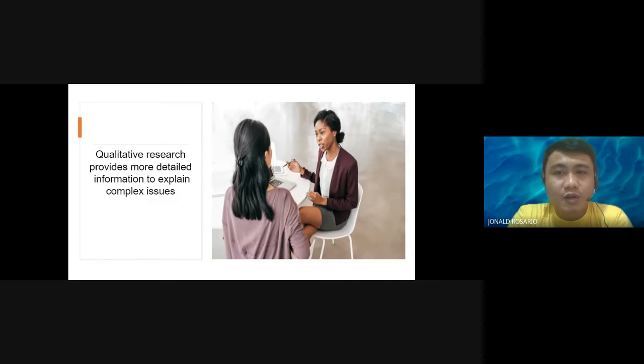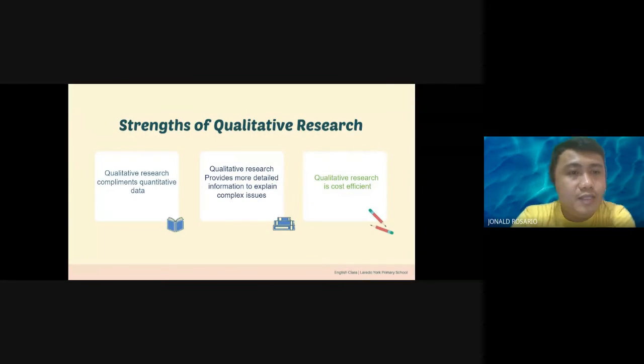So, we have in qualitative research information-rich participants. Unlike in quantitative research, of course, katulad nga ng pinag-usapan natin kanina, limited yung mga responses nila depending on the options or selections na sinet nung researcher. Okay, for the last strength, qualitative research is cost-efficient.